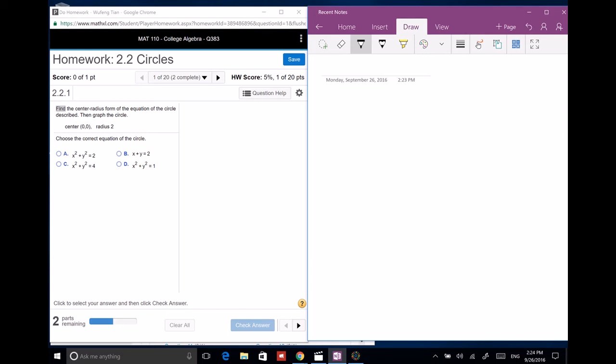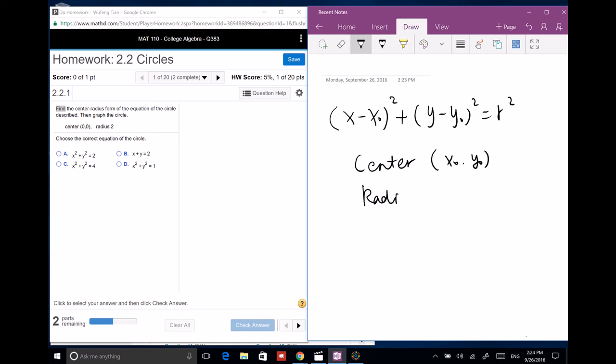First one, the circle equation is (x minus x0) squared plus (y minus y0) squared equals r squared. Well, the center is going to be (x0, y0), and the radius is r. So here, the center is (0, 0), so it's x minus 0, which is x squared, plus y minus 0, which is y squared. The radius is 2, so it's 2 squared. Then your equation is going to be x squared plus y squared equals 4. Okay?